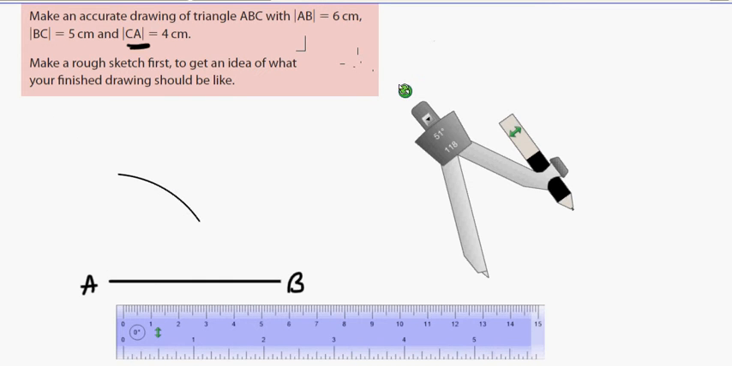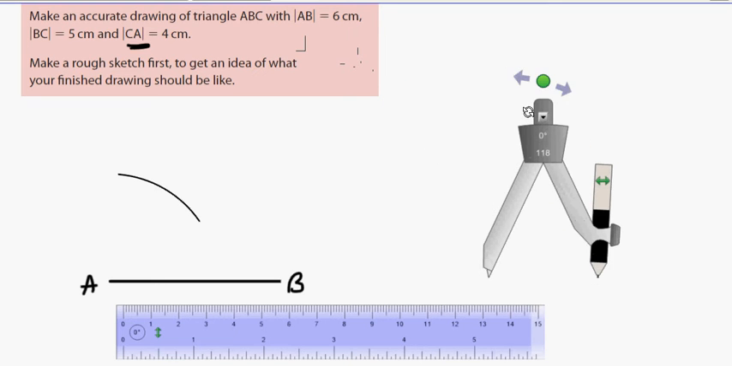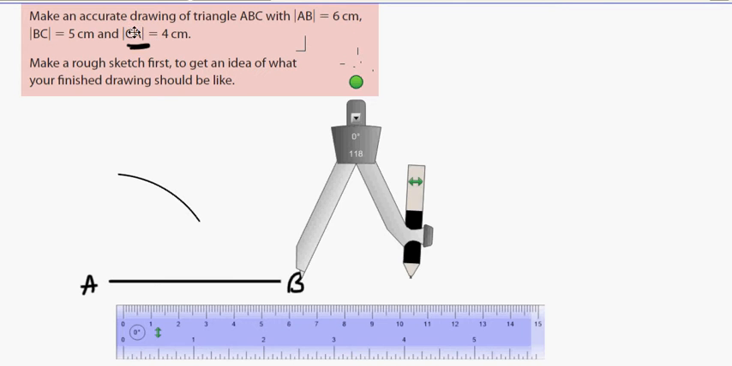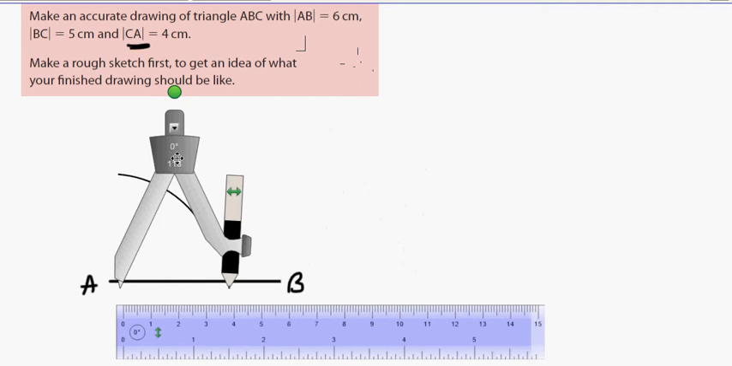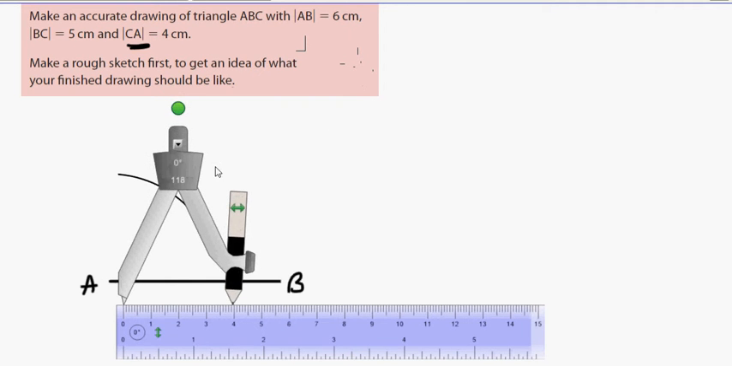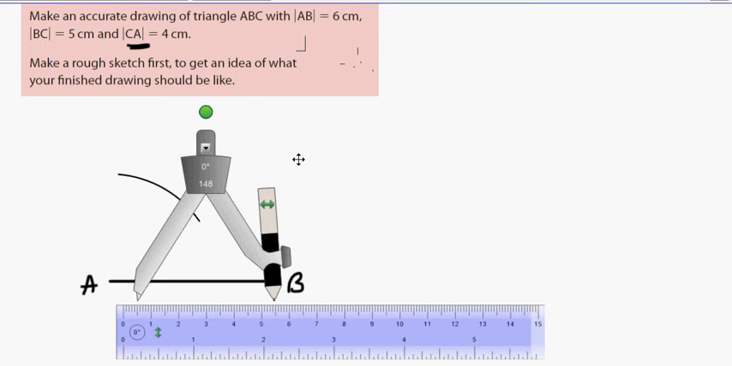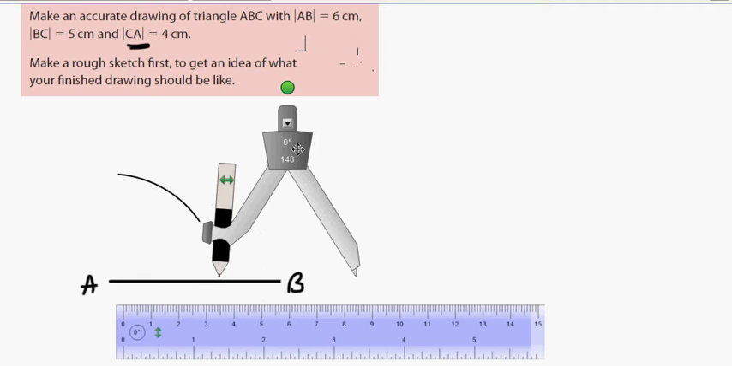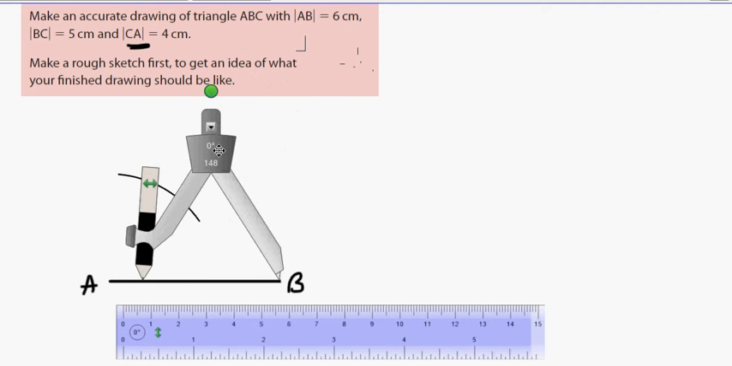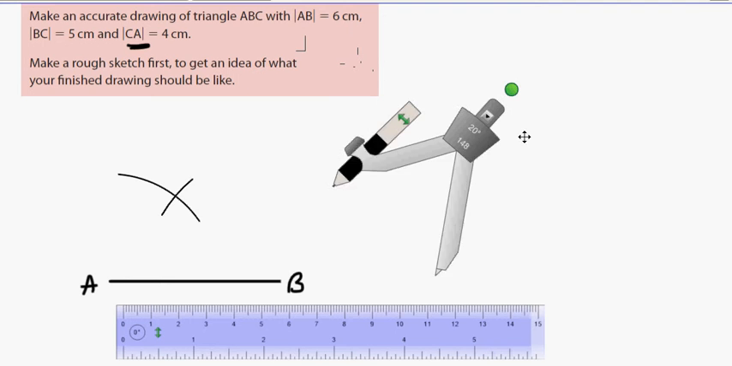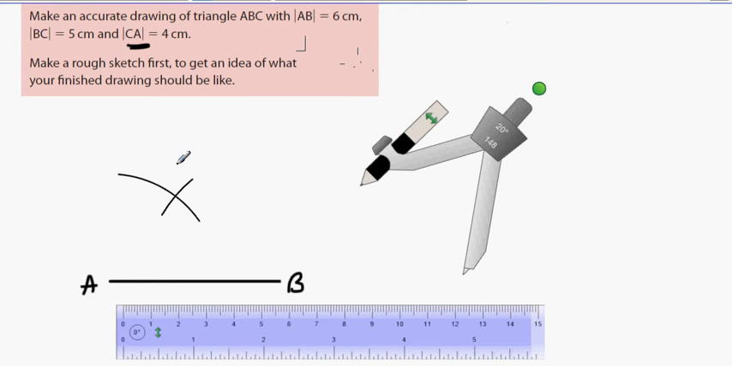Then, once I'm done with that, I'm going to come down and I'm going to mark the next one, which is meant to be 5 centimeters long. Come across, go down and mark off 5 centimeters, roughly there. And then come in and make another arc. Make sure it's on the point. Come up, and now this here is the point C, because that's where the 2 lines hit.